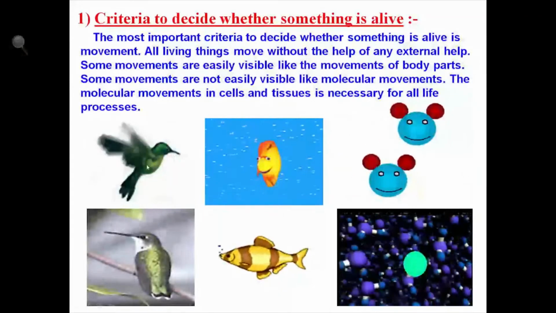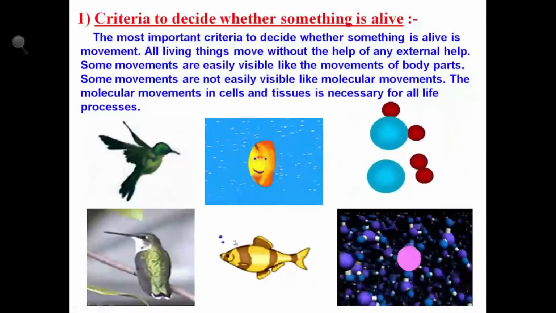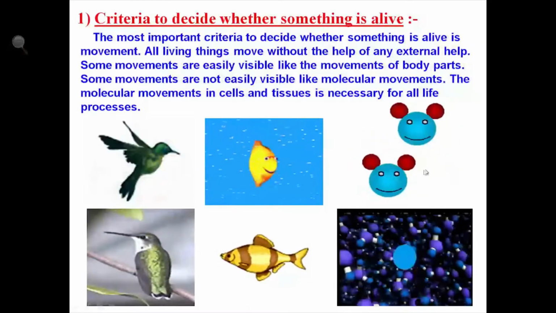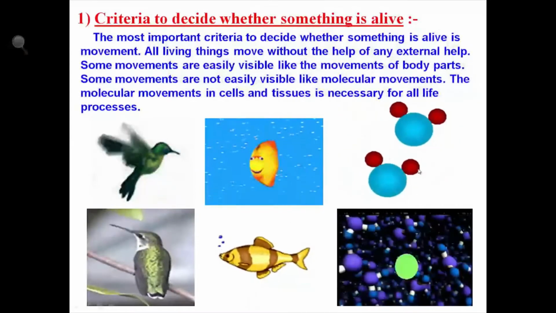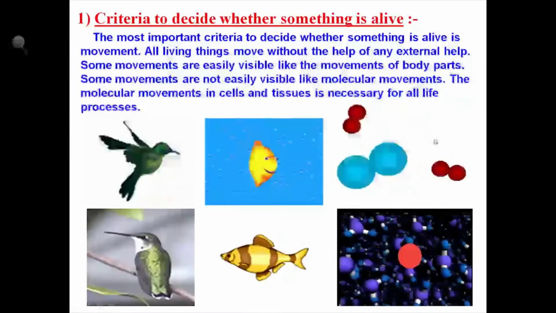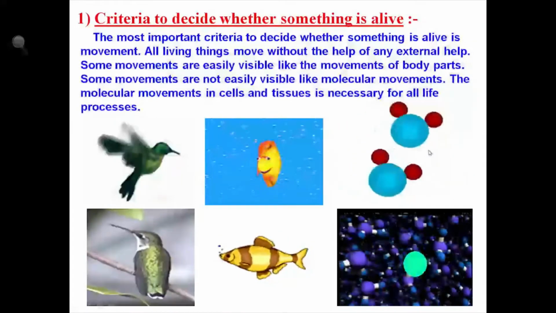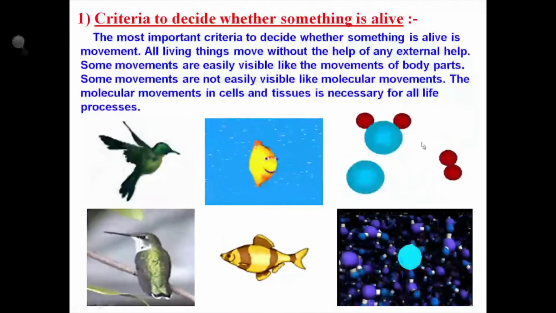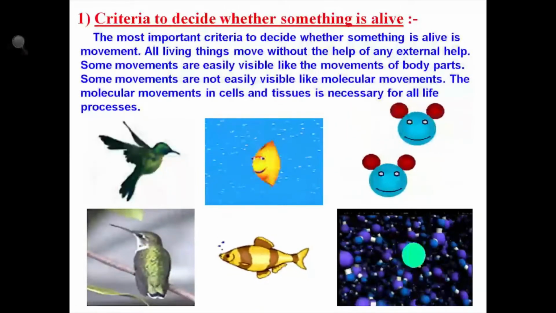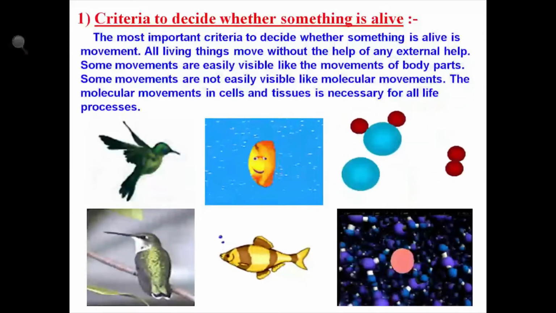Here the movements are visible movements. This is also visible, this is also visible, and this is also visible. We can't see these other movements, but they are molecular movements, which are very small. These molecules are very tiny and we cannot see them move. For example, the blood flow. We cannot see the blood flowing, but we know that the blood is flowing because we can feel it. Thus, molecular movements are necessary for life processes.